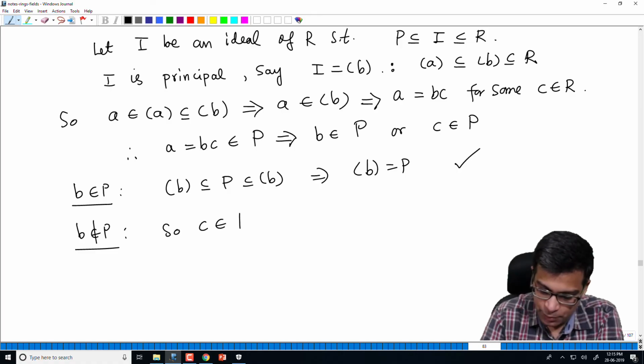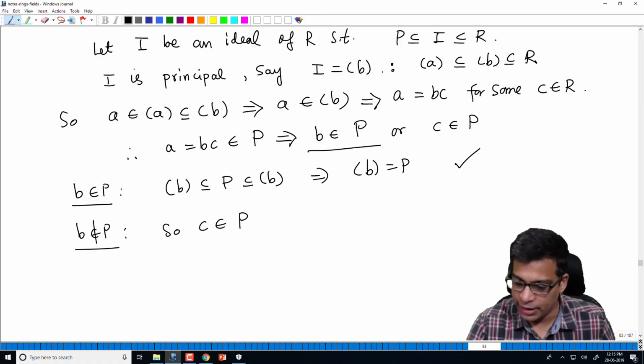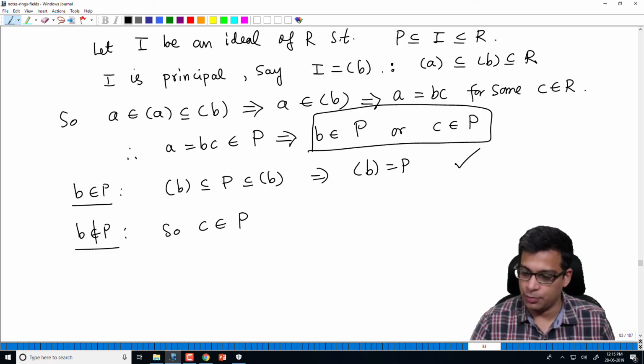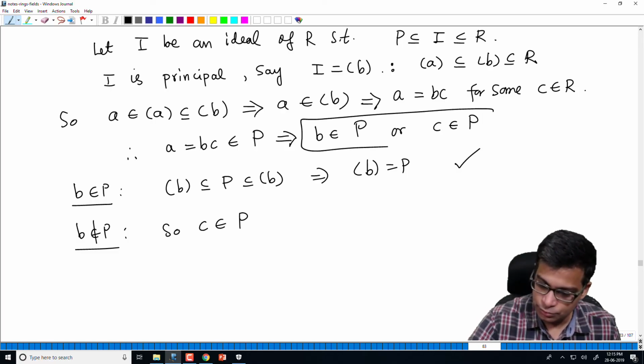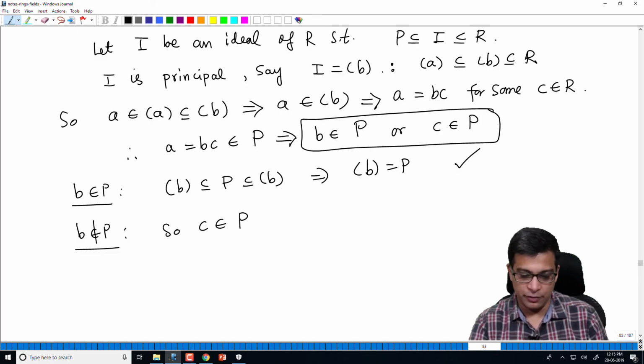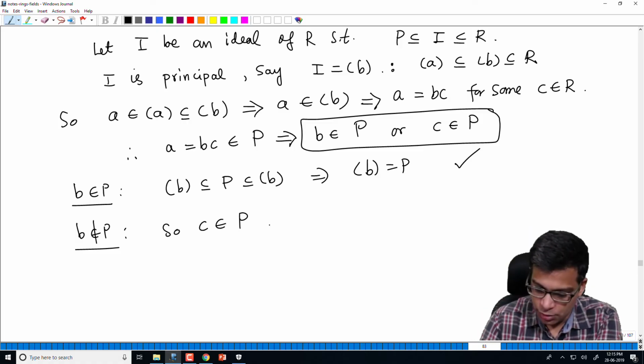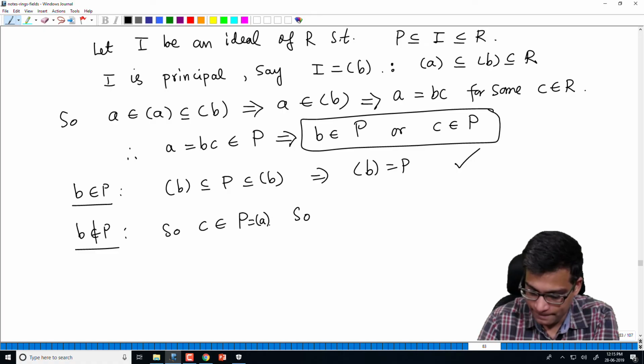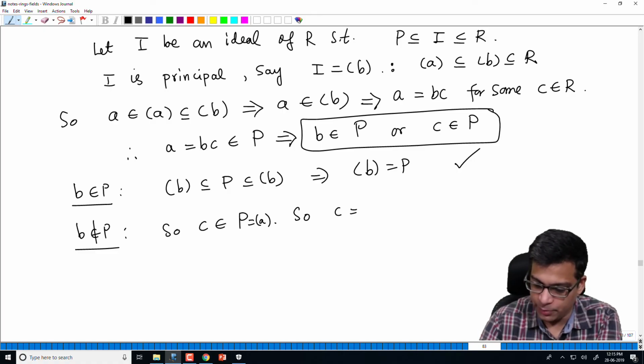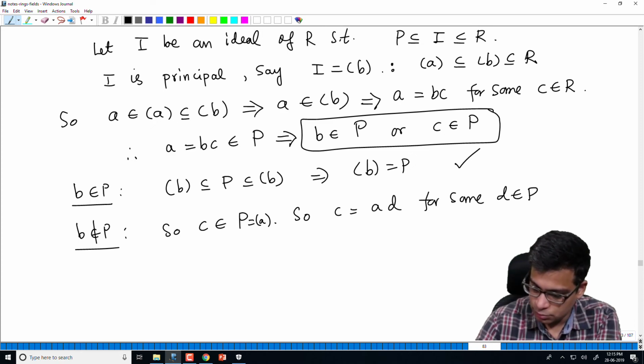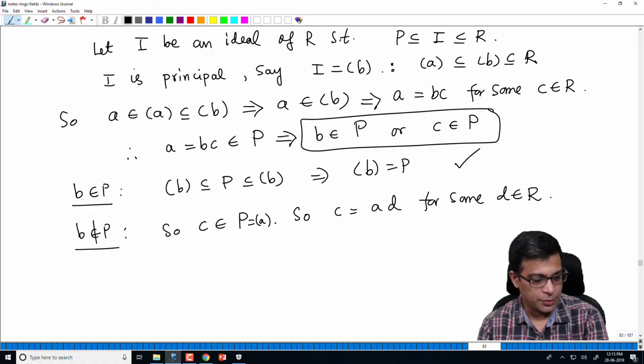So C is in P, right? Because remember, either B is in P or C is in P, because P is a prime ideal. If B is not in P, C is in P. So, and what is P? P is the ideal generated by A. So C can be written as AD for some D in R.